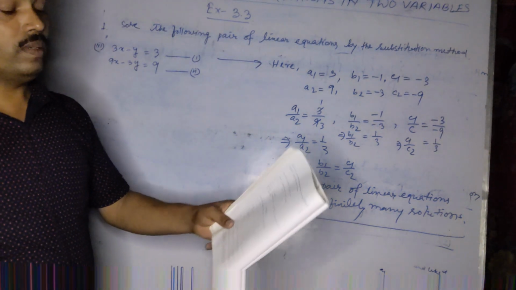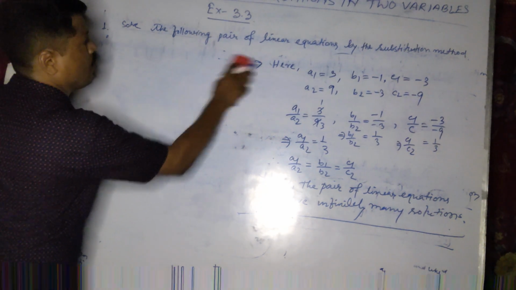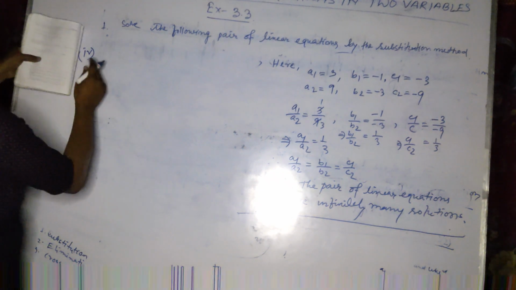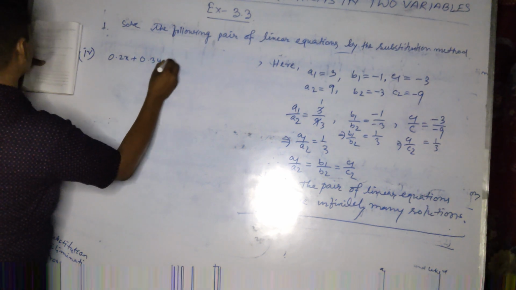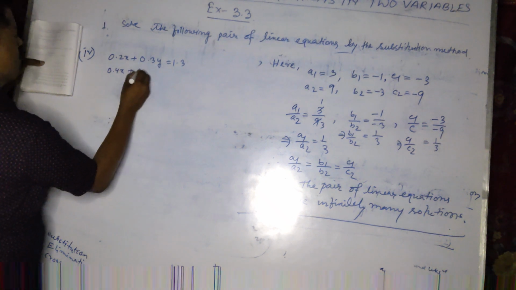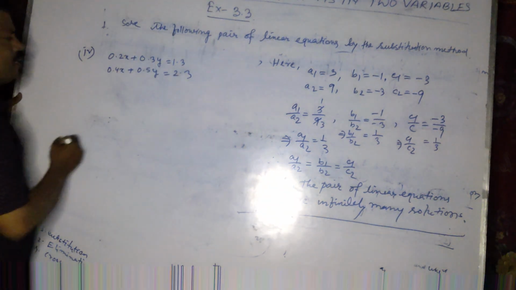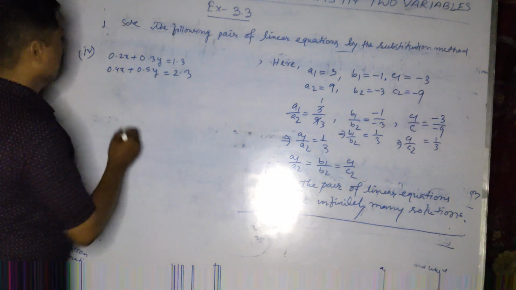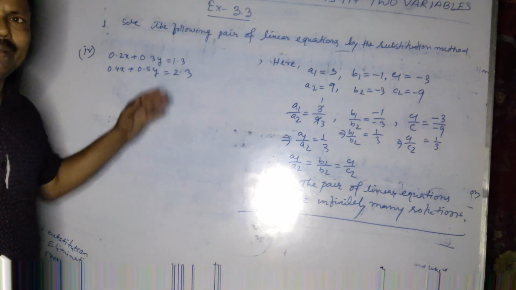Now in question 4, we have the equations 0.2x plus 0.3y is equal to 1.3 and 0.4x plus 0.5y is equal to 2.3. See, if we write this way, 0.2x plus 0.3y is equal to 1.3, we have decimal points.